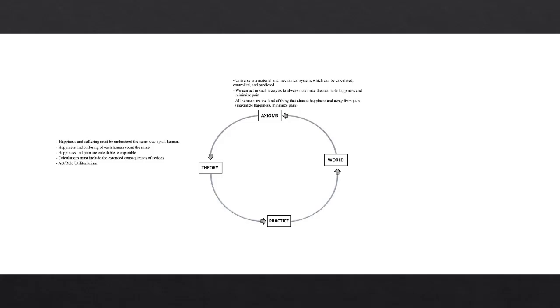Let's move on to the practice. How should we act if we believe in utilitarian axioms and the theory they produce? We should ensure that our actions aim to maximize happiness and minimize the pain of the greatest number of humans. And we should do so through happiness-pain calculation made in context of the situation and with an impartial analysis that privileges all affected people equally. This calculation can be done as a rule for general cases or on a case-by-case basis for exceptional cases.